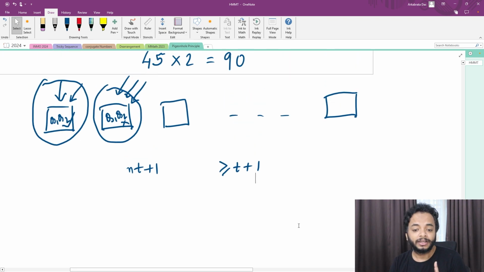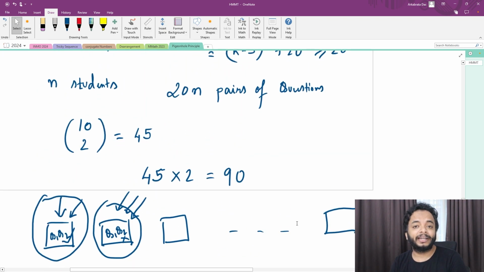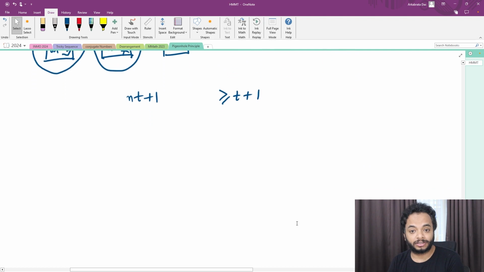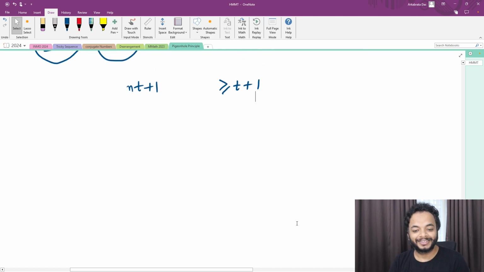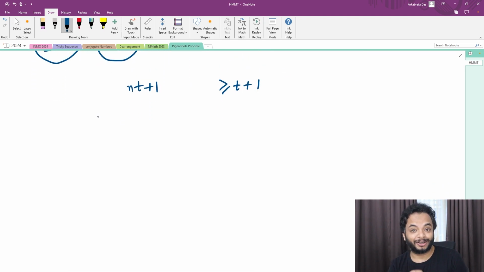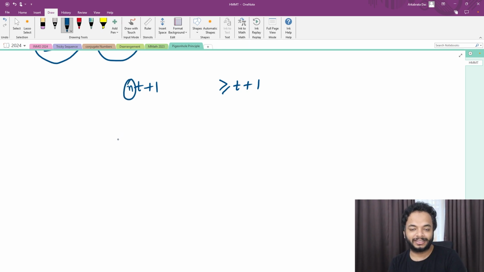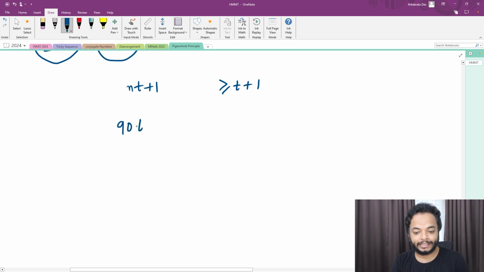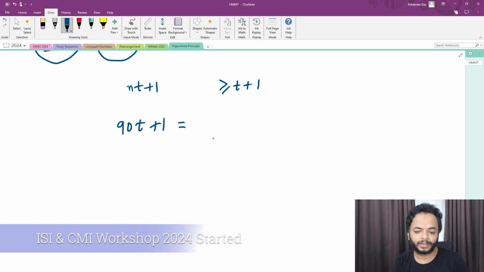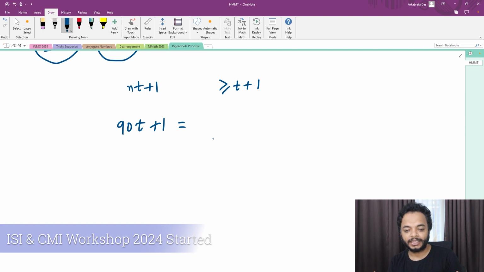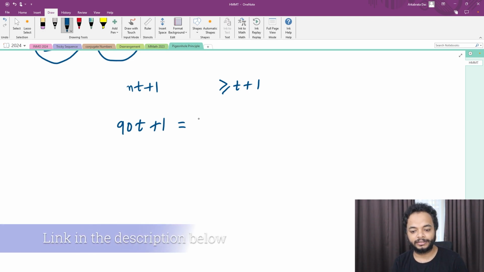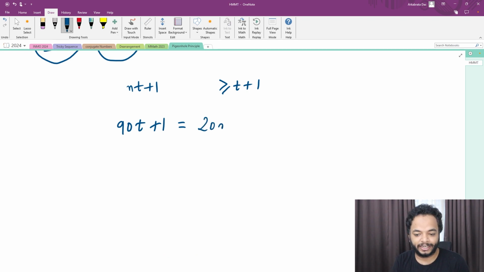Now try to understand. Similarly, I am distributing these 20n objects into these 90 boxes. So what can I say? My number of boxes is n here, and don't confuse it with the number of students. This is what I told you about the second form of pigeonhole. Now how many boxes do I have? 90. So 90t plus 1 objects. Let's say this is the total number of objects, and that is basically 20n.